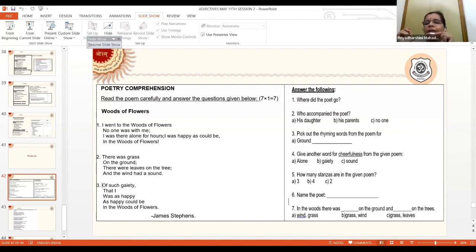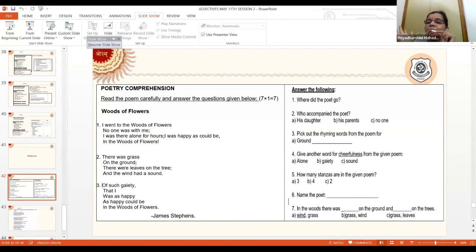Ground, sound, already we have given. Give another word for cheerfulness from the given poem. Gaiety. Excellent. So here the options are given. When they come to class 4 or 5 level, we cannot give them the options. They should be able to identify the word, synonym or antonym from the poem. And also tell them whenever the words are given like this for them to write, it should be only from the poem. They cannot write on their own. Marks will not be given.